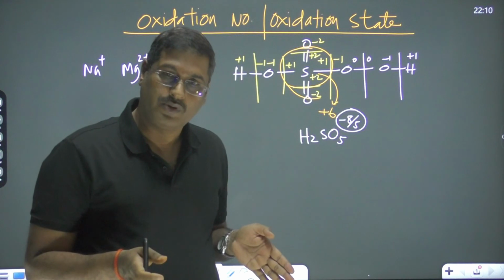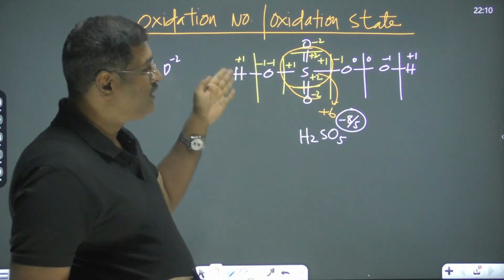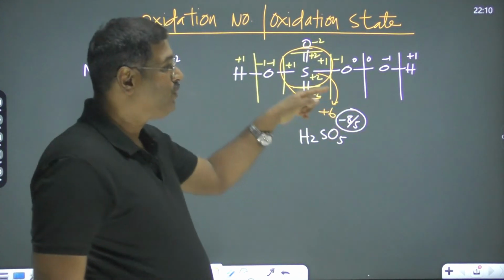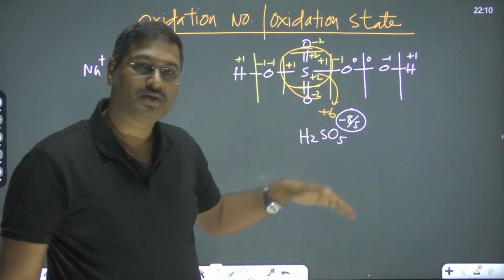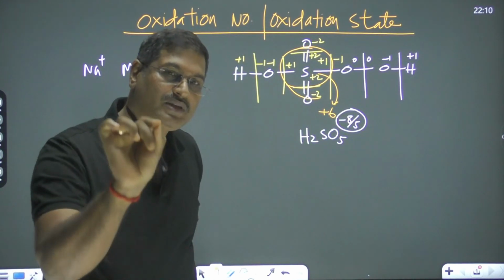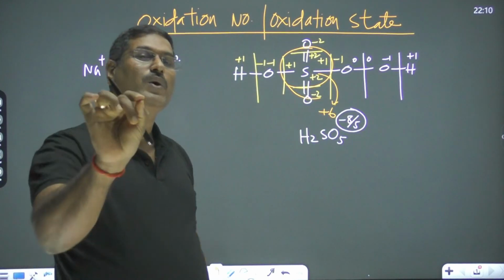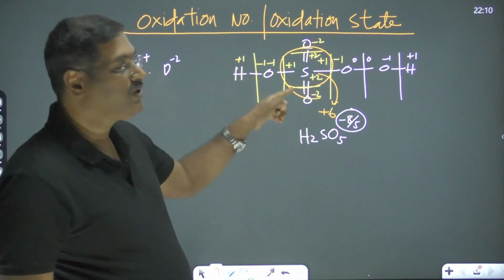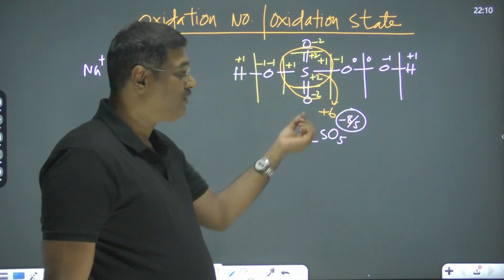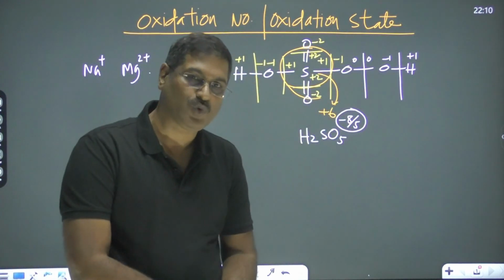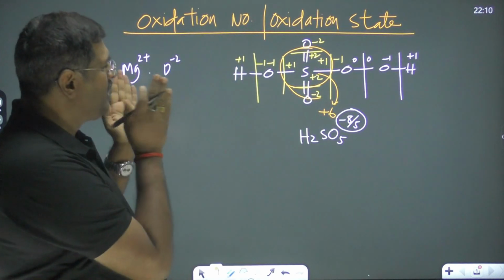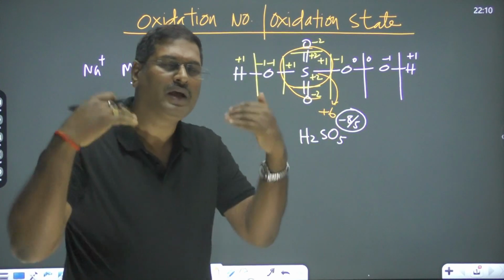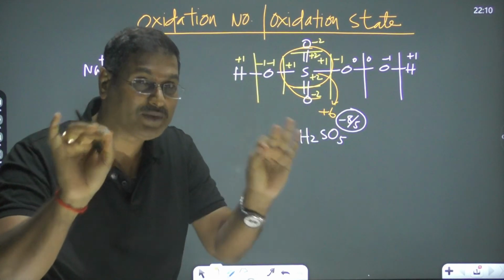Although in the true sense we have different oxidation numbers for different oxygen atoms. This is the basic difference between oxidation number and oxidation state. These atoms have different oxidation numbers, but when we take the oxidation state, we take the average. And this is the right conceptual way to think about and understand oxidation number.